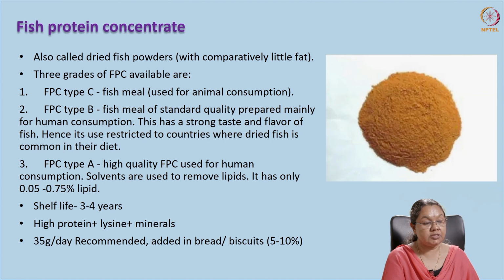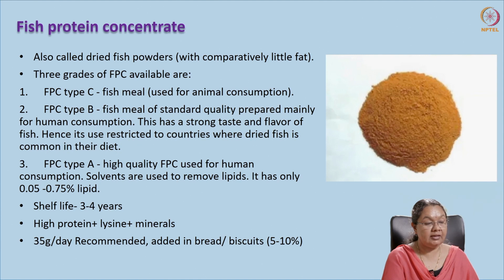As the concentration of lipid increases, the grade of fish protein concentrate also comes down. Fish protein concentrate B and C have high amounts of fatty acids, and since they have high amounts of fatty acids, they are prone to rancidity, and therefore they are meant mainly for animal consumption, or they are given as animal feed.